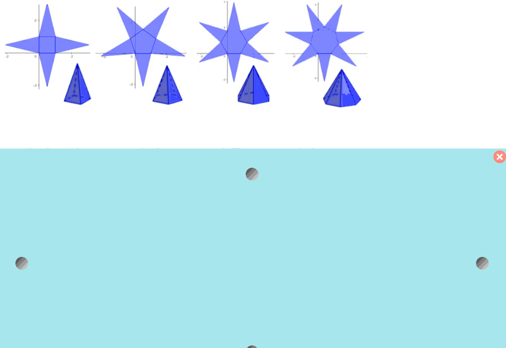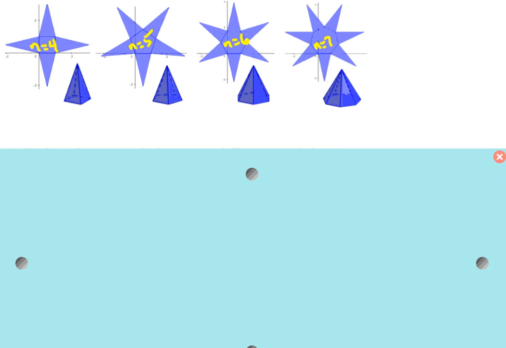Alright, right here I've got the net of 4 different pyramids, and what changes each time is the number of sides of the base. So here I have a base with 4 sides, so I would say n equals 4. Here I have a base with 5 sides, so n equals 5. Here n equals 6, n equals 7, and we could keep going with this. But what I want you to notice is that if there's 4 sides, there are 4 triangles, 5 sides with 5 triangles, and so on.